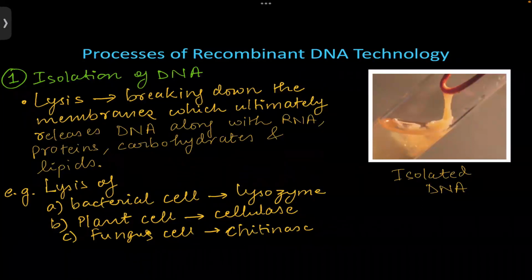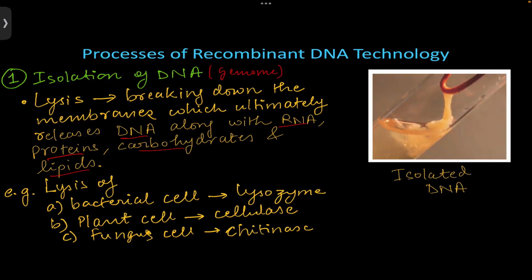So how would you isolate DNA? Isolate DNA, or isolate the complete genome from a cell. For doing that, there is a standard protocol. First step is you need to break down the membranes, the cell membrane and the nuclear membrane of the cell. This will ultimately release all the macromolecules present inside the cell, like DNA, RNA, proteins, carbohydrates, lipids, etc. Okay. So how would you do the breakdown of the membranes, or lysis of the cell?